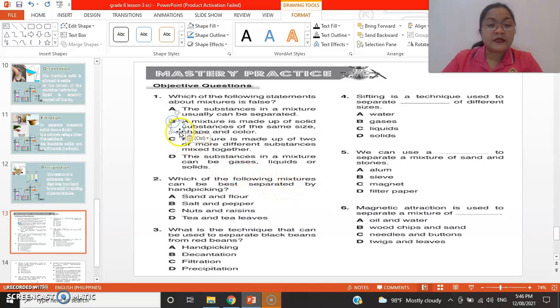5, 4, 3, 2, 1. The correct answer is letter C. Very good. Nuts and raisins. Why nuts and raisins? Because they have different shape and size. Okay, very good.